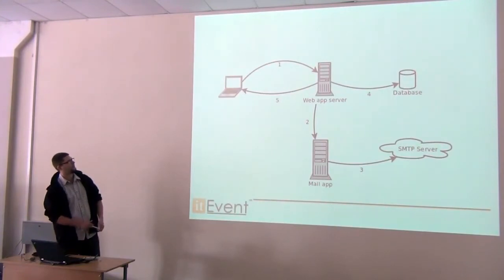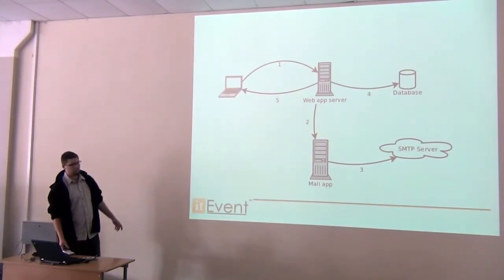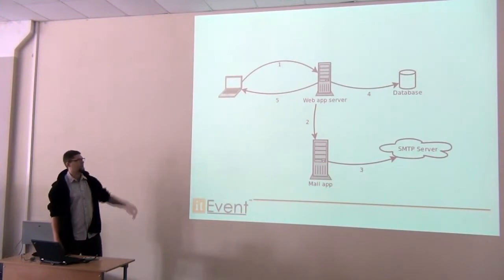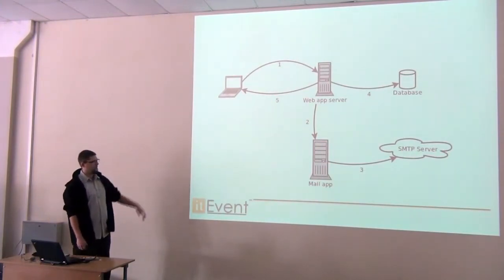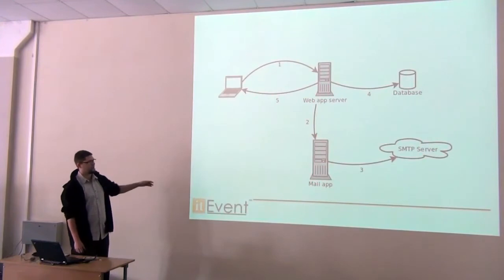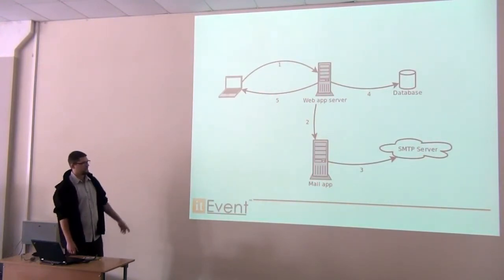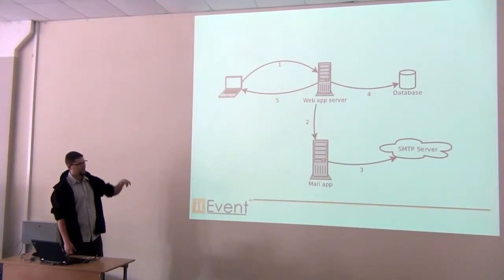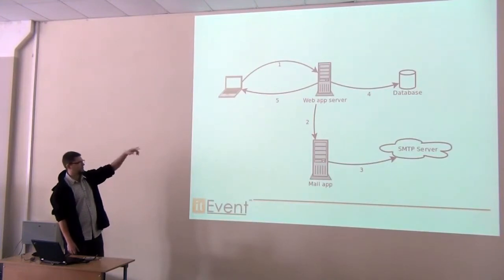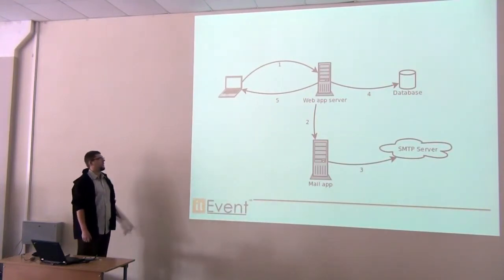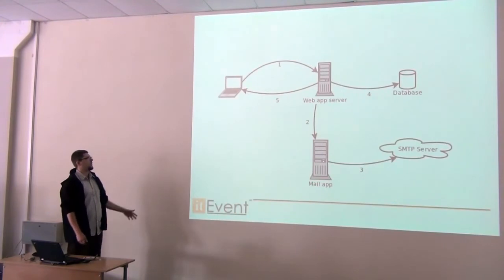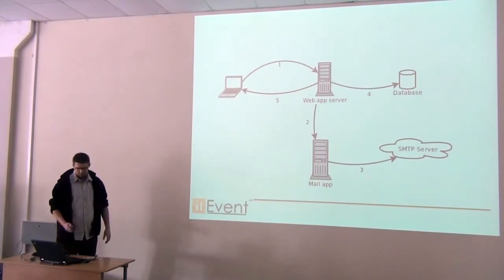In the background, the web browser of the user sends a request to your web server. The web server sends a request to the mail application. The mail application sends the data to the SMTP server for the SMTP server to send the email. Then the mail app finishes the communication with the web server. The web server stores the data in the database and then answers the registering client.